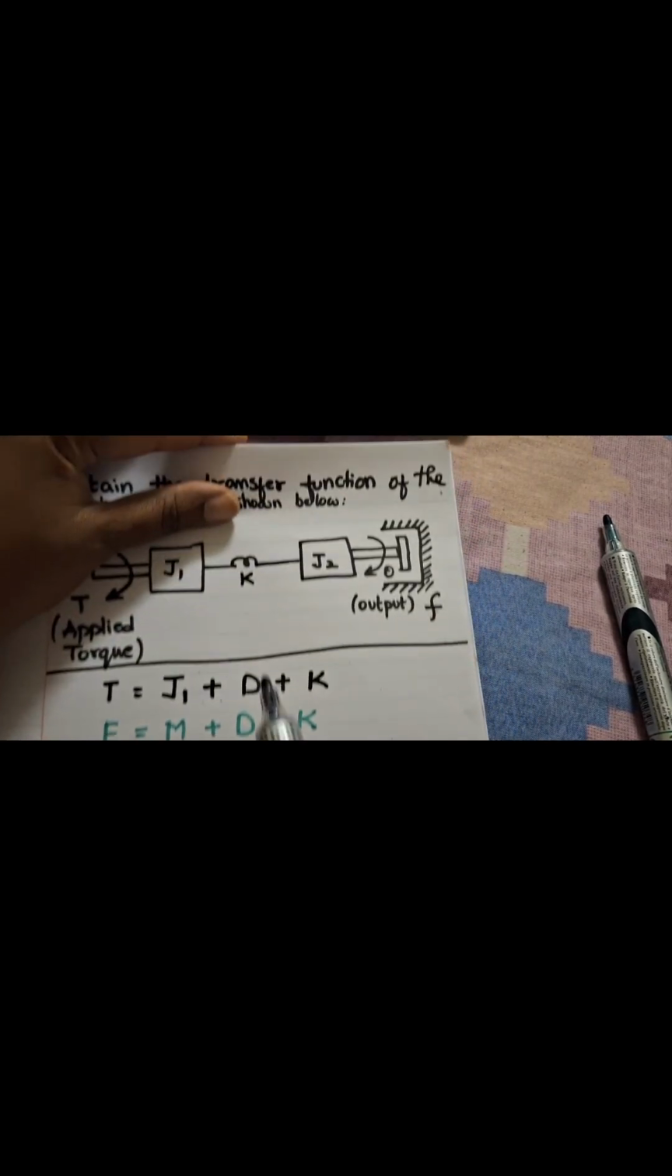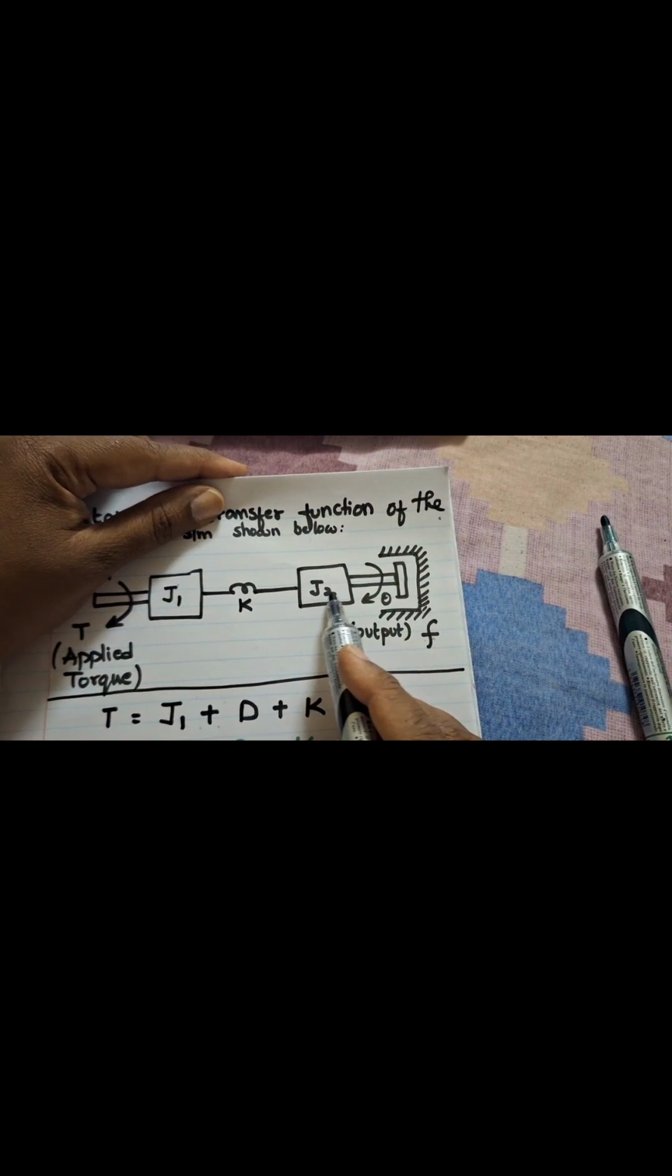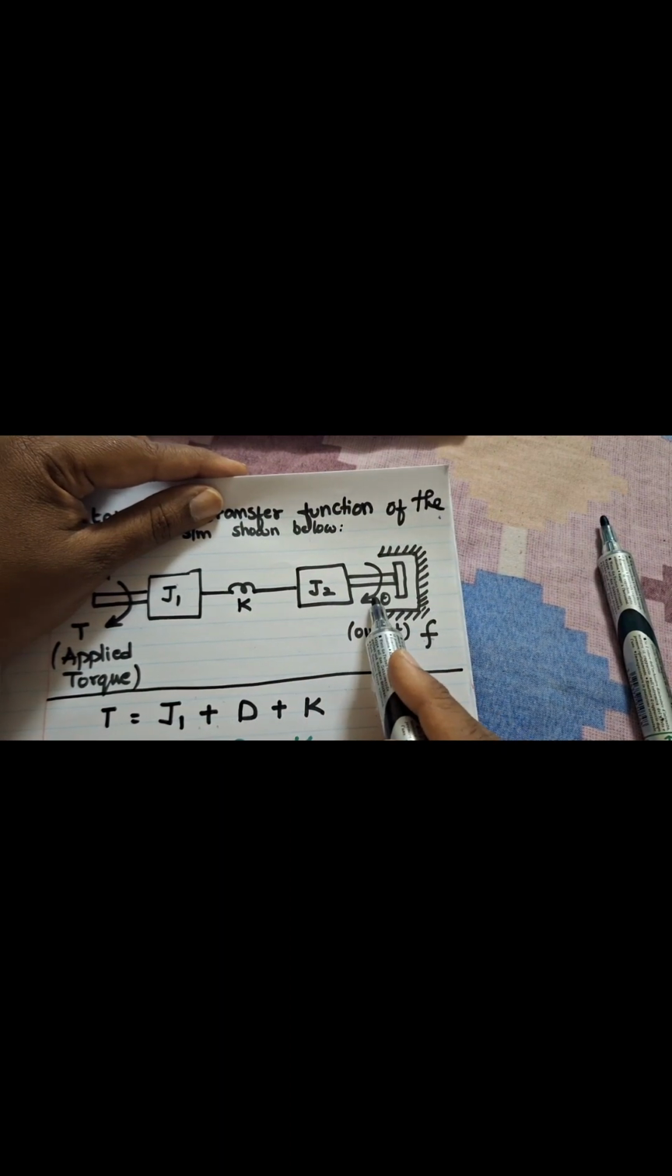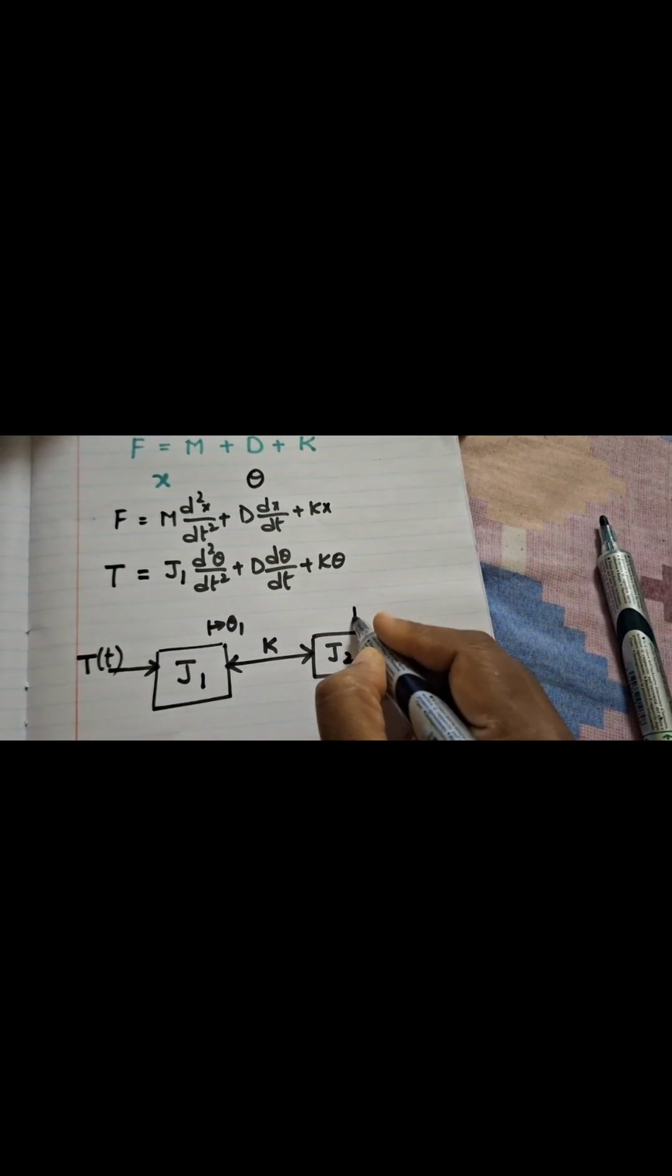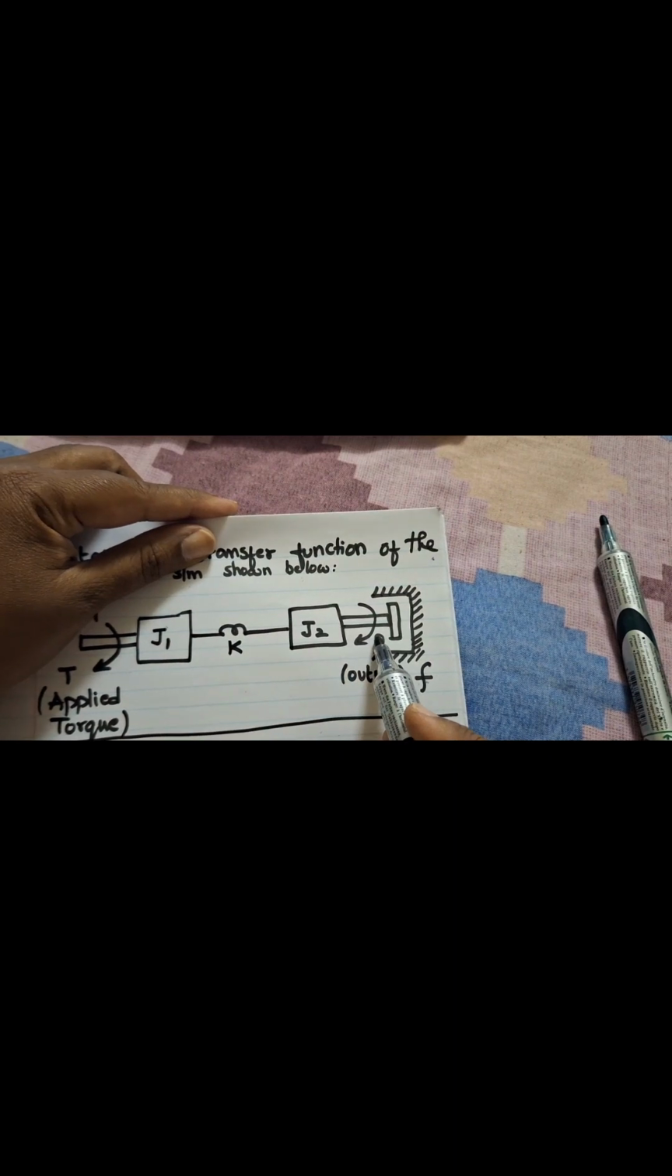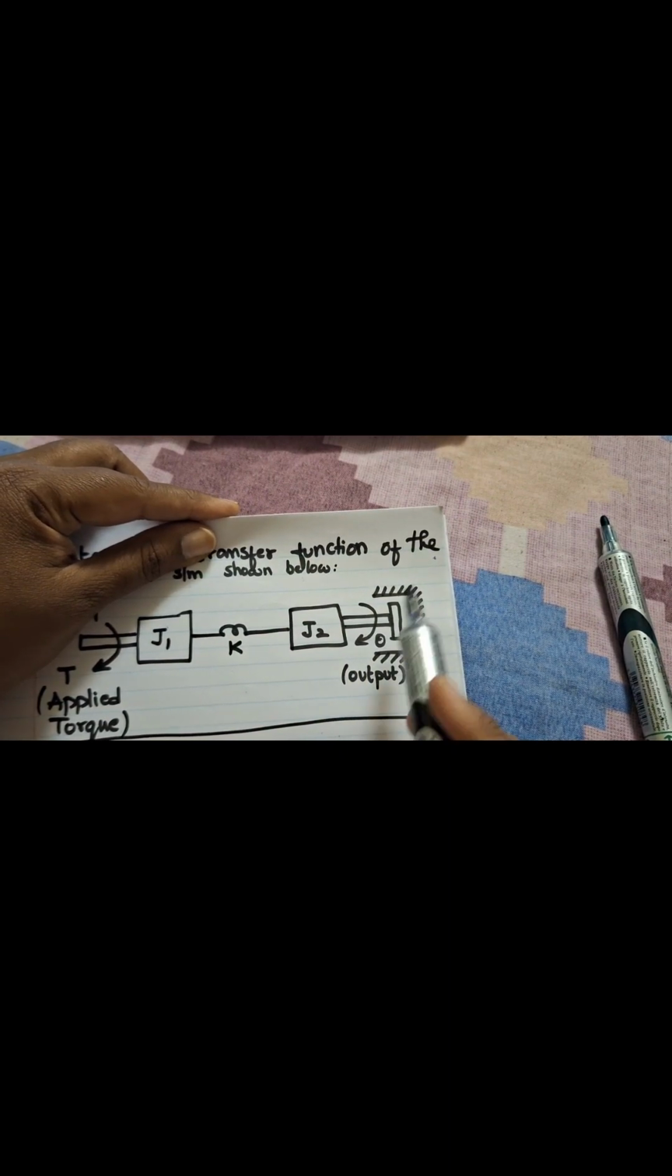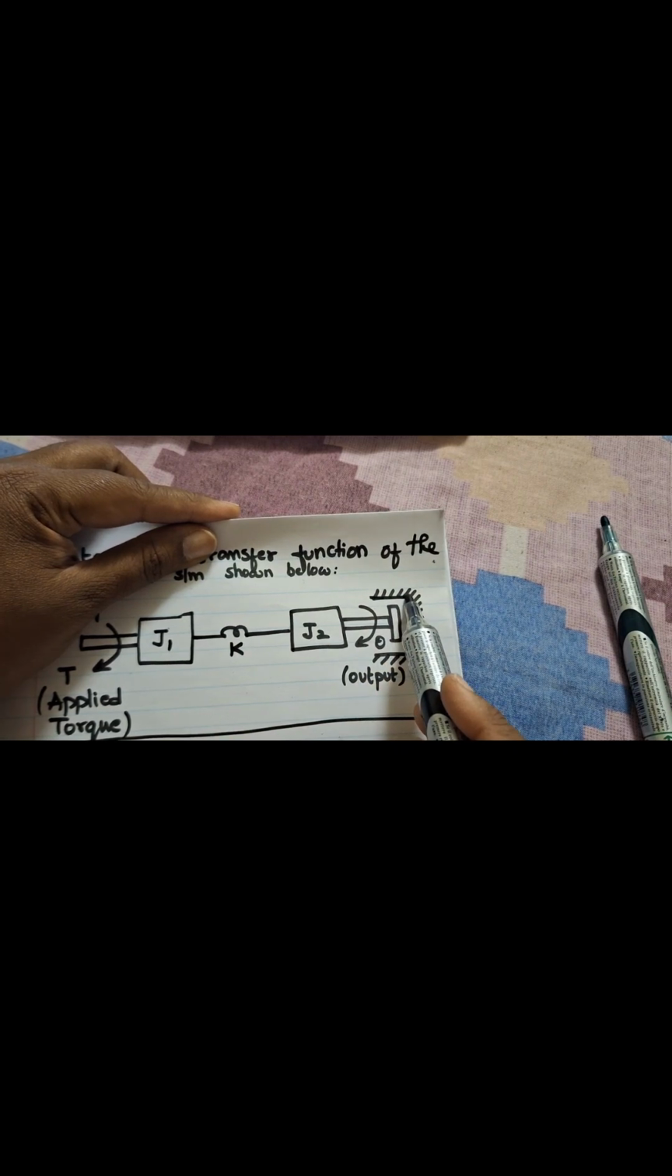So K is in between. Then K is done, J2 is having an angle theta. So here angular displacement is theta. Sure. Then after theta, you can see theta is the output. They are saying theta is the output. Okay, fine.